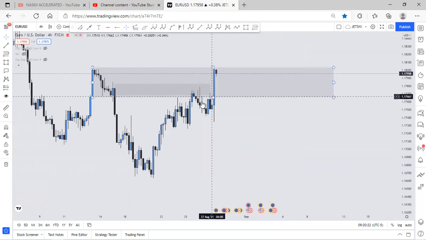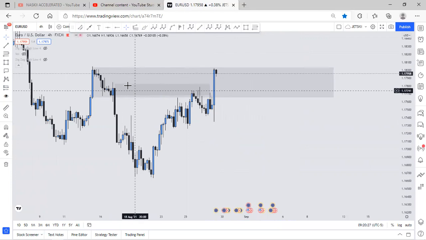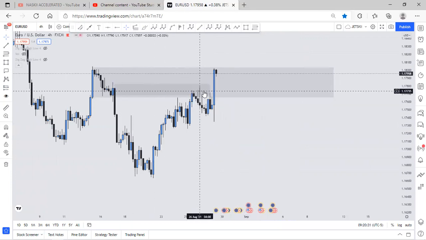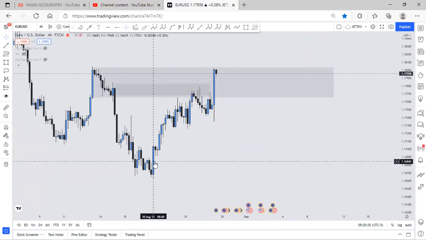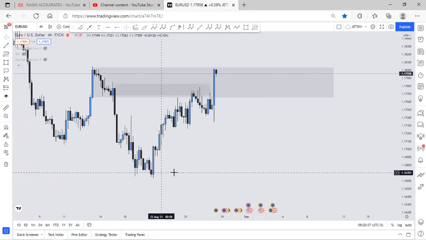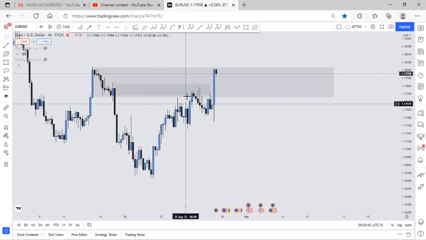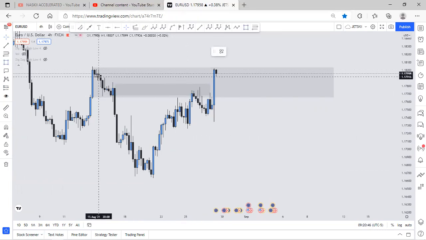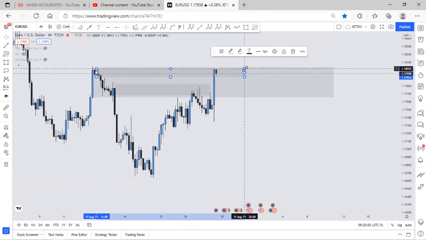So if the market, the composite man, used this zone to target, it means he used this zone to target, not to take trades. So this zone was just the target for the longs that he took at these areas. If he took longs, you're going to target these areas. So even this demand zone here can be our target.